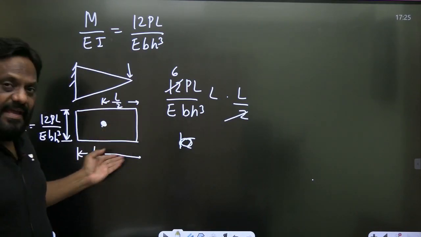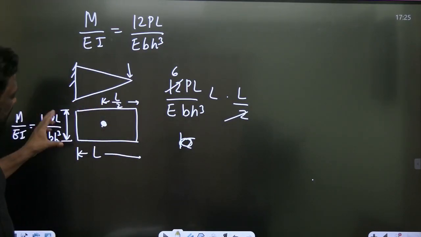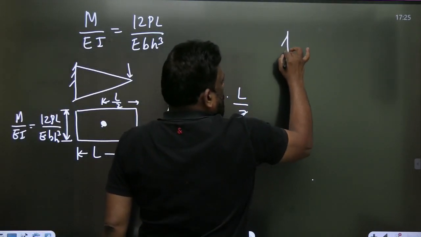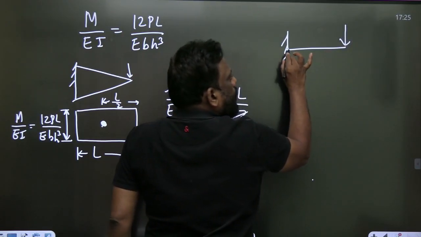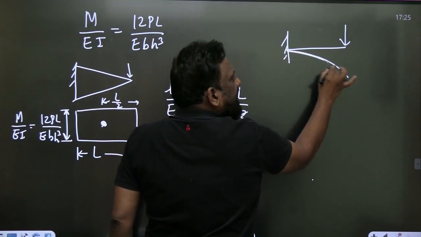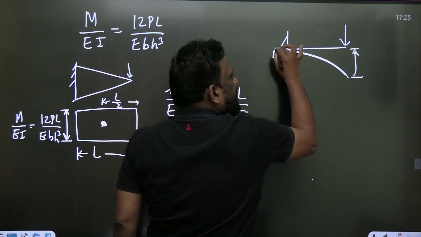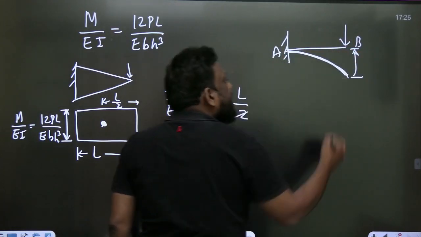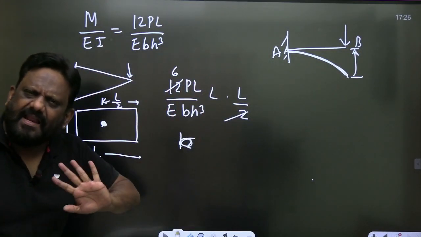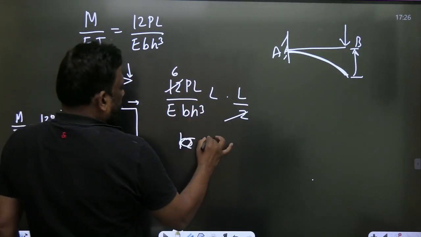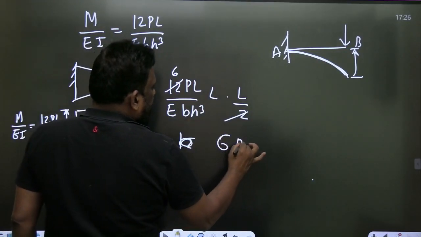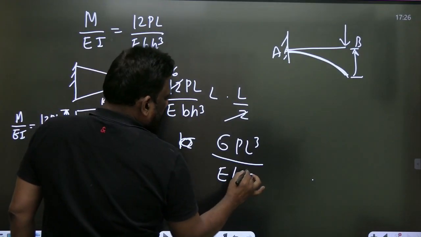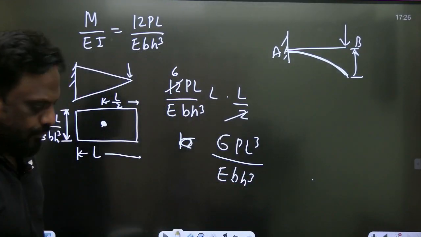Why to take area of the moment of this M by EI diagram? क्यों लेना चाहिए? क्लास में कितना साफ बताया था. इधर देखो सर. तो अगर यहाँ पे देखेंगे, what is the tangential deviation of A with respect to B? This tangential deviation is giving the deflection. इसलिए मैंने आपको मोमेंट लिया. So therefore this is 6 P l cube by E b h cube.